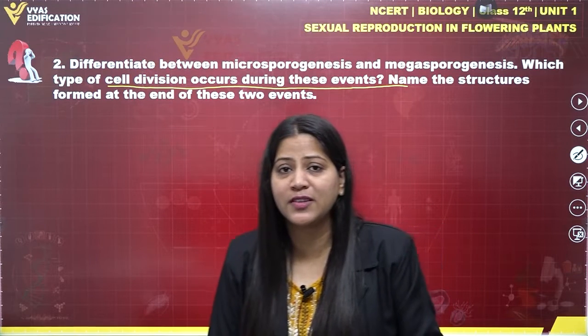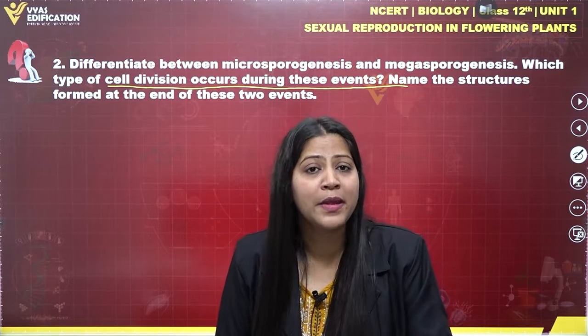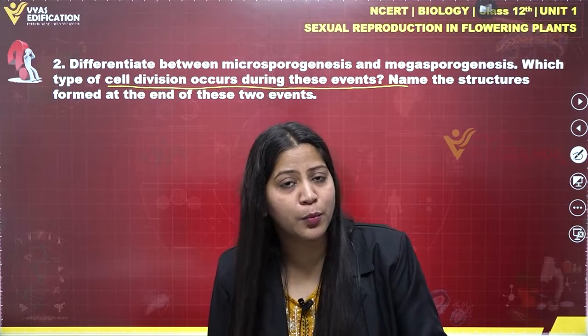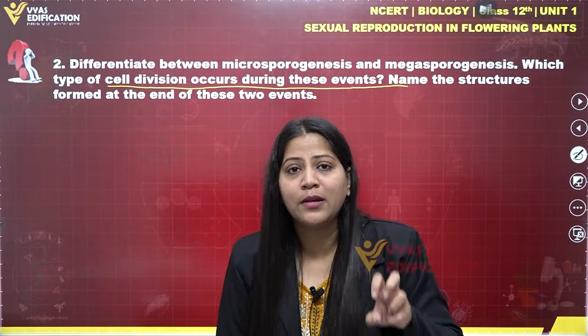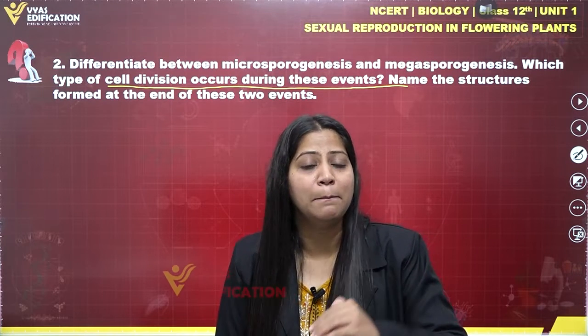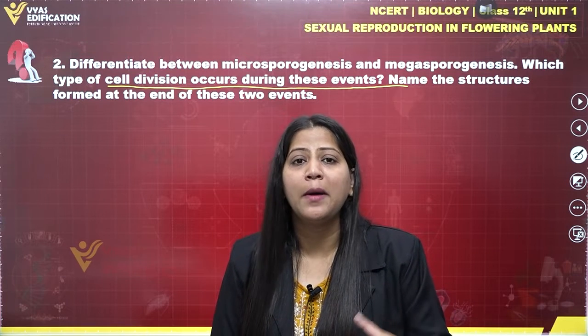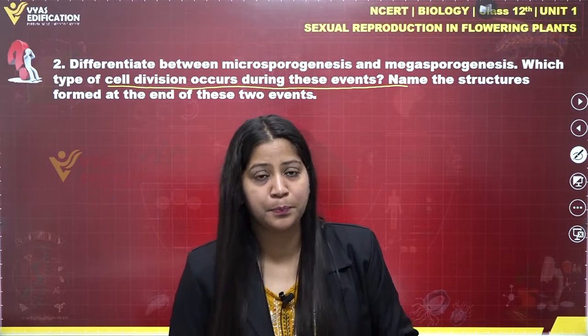What kind of division is taking place? Meiotic division is taking place to form a male microspore, that is pollen grain. So the pollen mother cells present inside the pollen sac undergo meiotic division to form haploid microspores known as pollen grains.